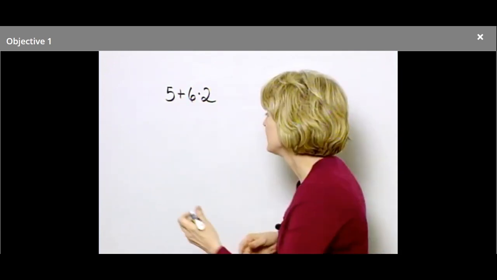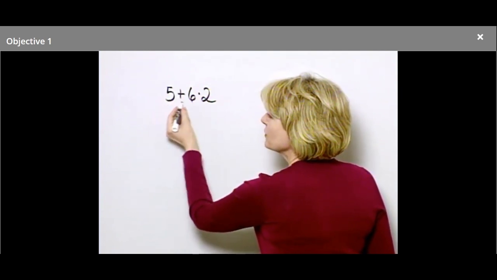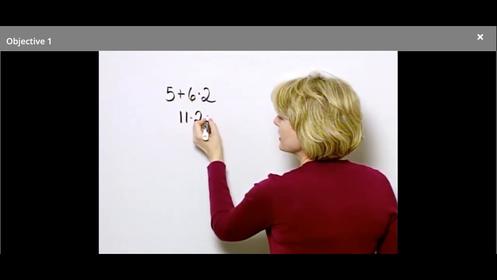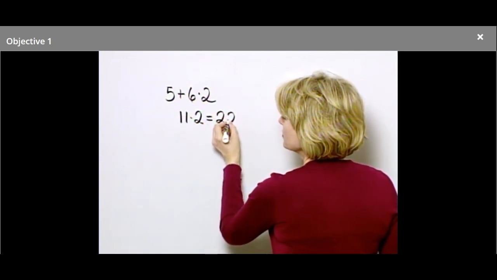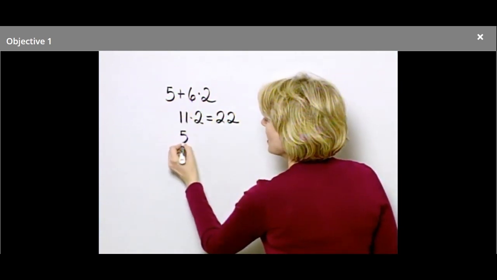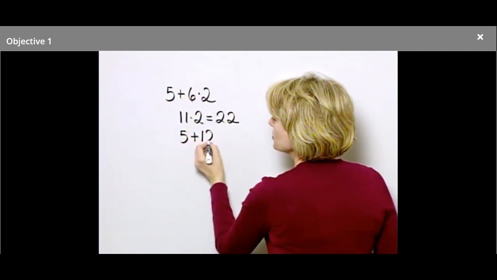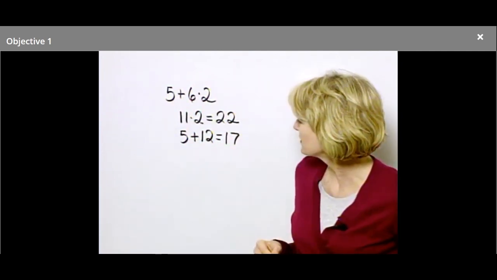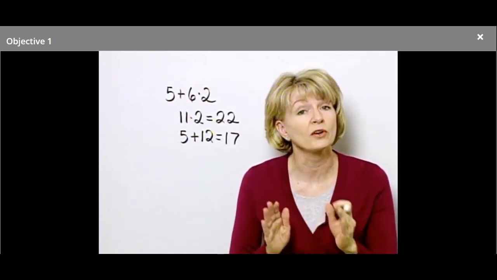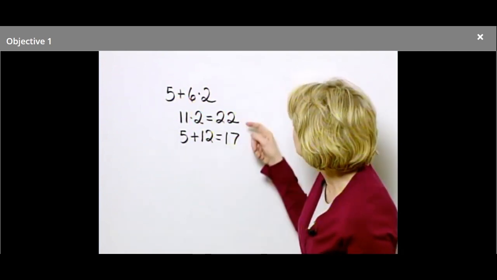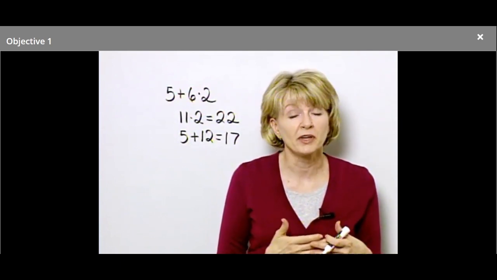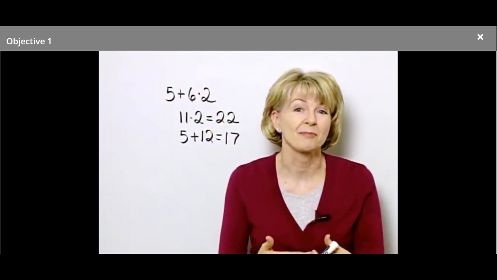Well, let's see. Let's suppose we add first. If we add first, we'll have 11 times 2, and 11 times 2 is 22. If we multiply first, we'll have 5 plus 6 times 2 is 12, and 5 plus 12 is 17. So we do know that it does matter. Order does matter here. We certainly can't have 2 answers when evaluating an expression, so we come up with what we call order of operations.